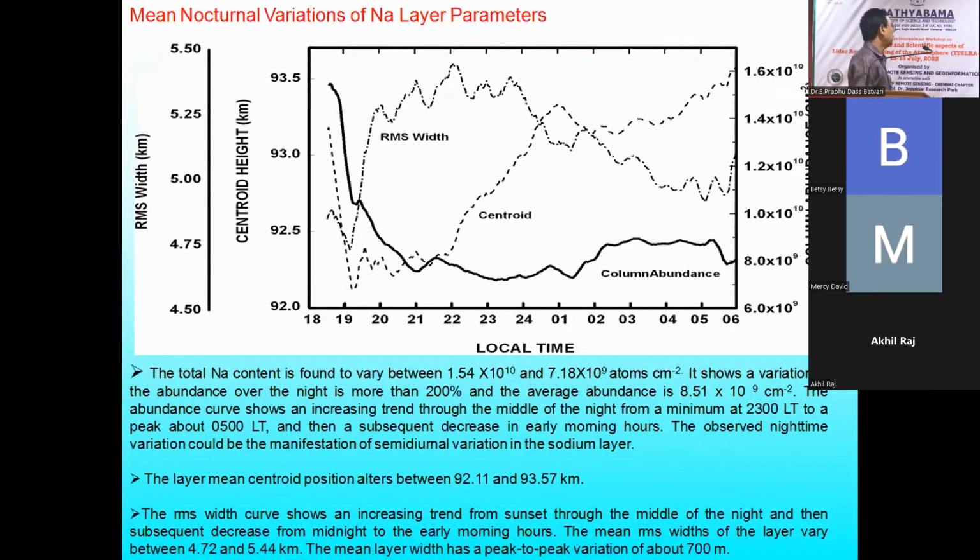And this is the mean nocturnal variation of the sodium layer parameters, the same thing: column abundance, centroid, as well as RMS thickness. Here also the centroid and RMS thickness are in phase, and the column abundance is out of phase. That is, whenever the RMS thickness and centroid are higher, the column abundance should be lower. The values are typically represented in the graph.